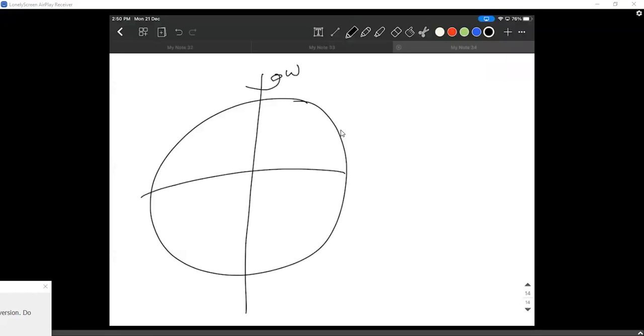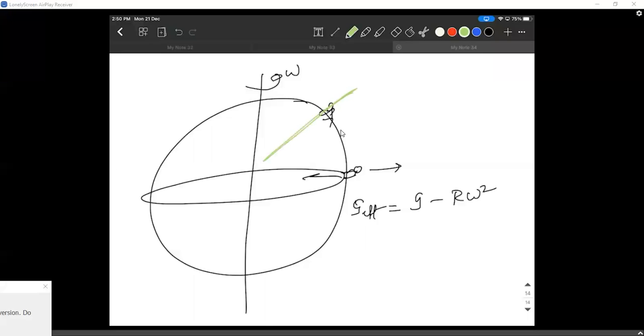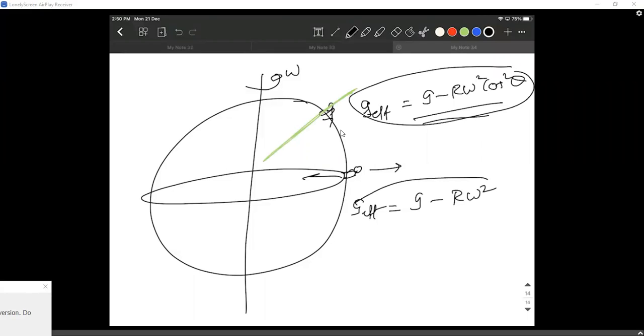So because of the Earth's rotation, for this person, g effective has become g minus R omega square. For this person, g effective has become g minus R omega square cos square theta. Okay, so definitely effective g is clearly affected here and here. And for a person here, it is not even affected. There is no mr omega square because he's not even going in a circular motion. So his effective g is always just g.